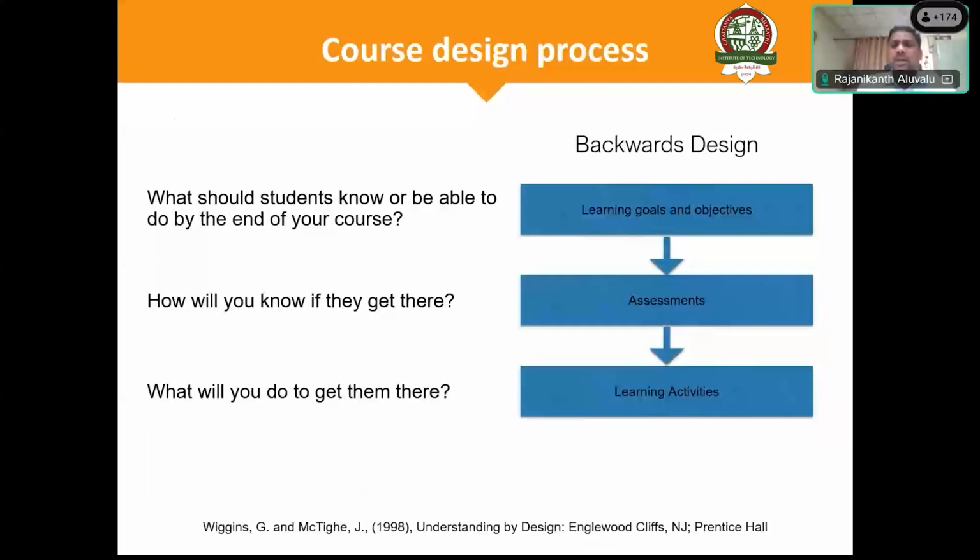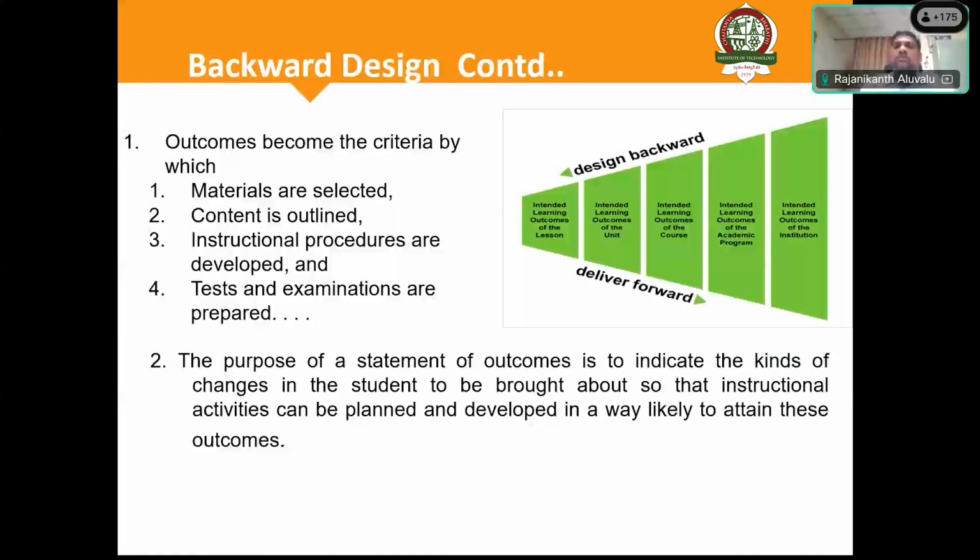So moving forward, how the course design process takes place, as I already explained, this is the further explanation. So the learning goals and objectives, then the assessments, then the learning activities. This is how the design has to take place. So now further discussing, it says that the design should be backward and the delivery of the course should be forward. See here, this is a bit scientific. So how? How we design, first we come up with outcomes, then we go with assessments, then with the learning activities.